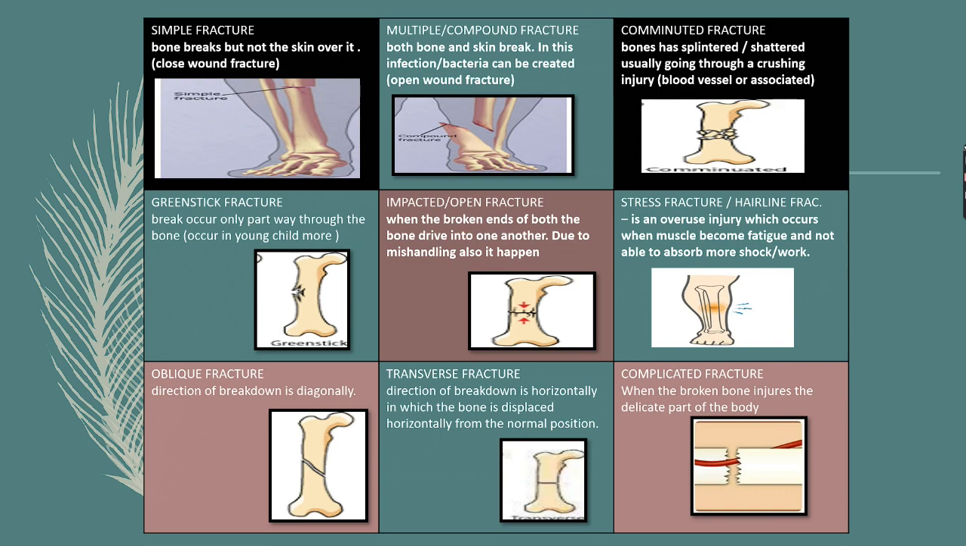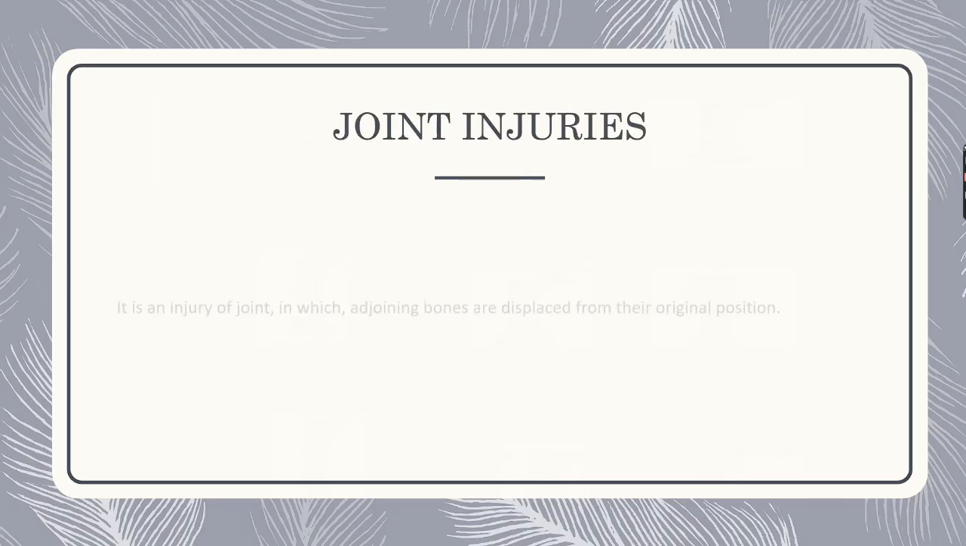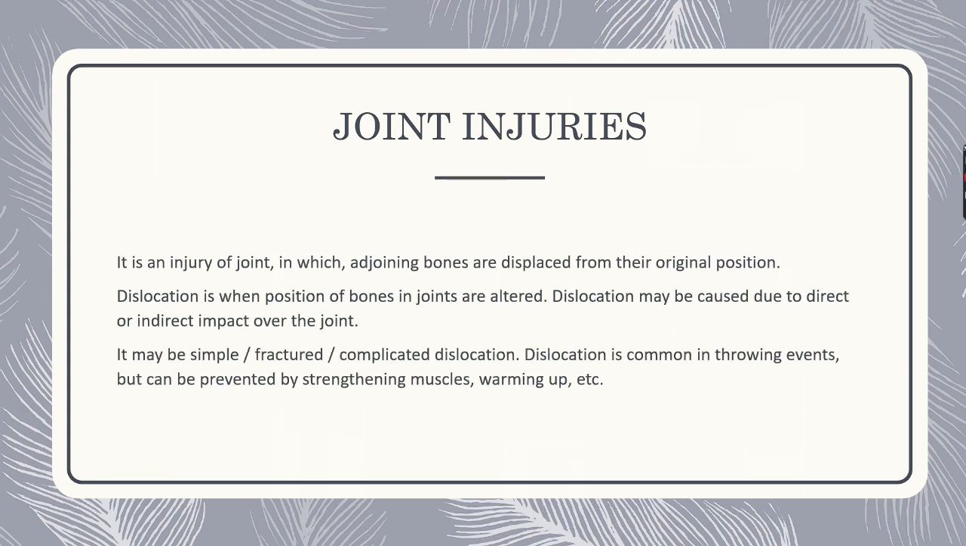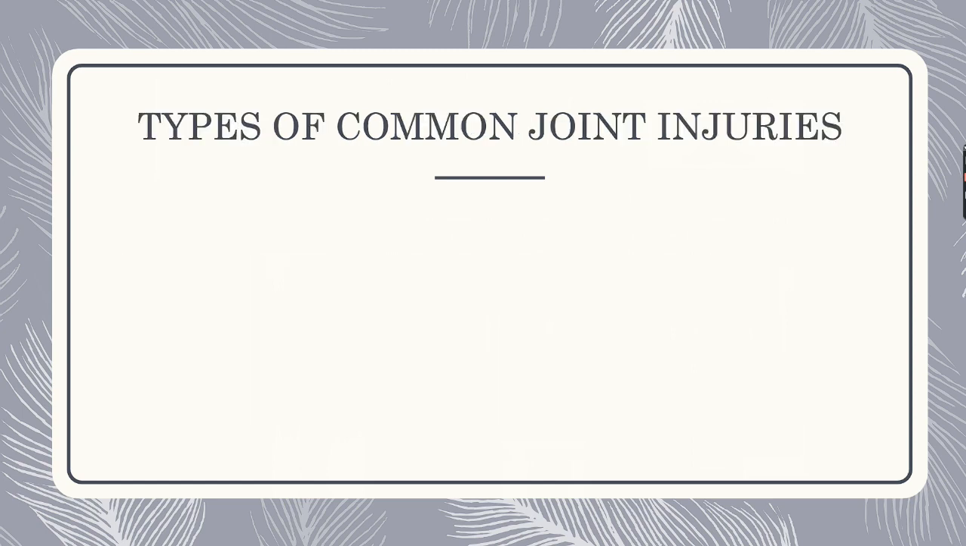Joint injuries. It is an injury of a joint in which adjoining bones are displaced from their original position. Dislocation is when the position of bones in joints is altered. Dislocation may be caused by direct or indirect impact over the joint. It may be a simple or complicated dislocation. Dislocation is common in throwing events but can be prevented by strengthening muscles, warming up, etc.